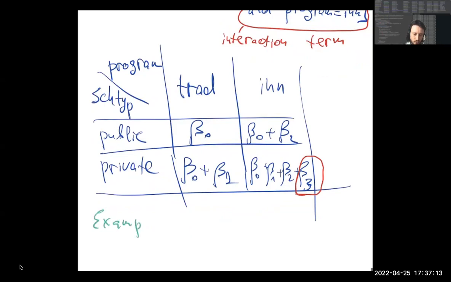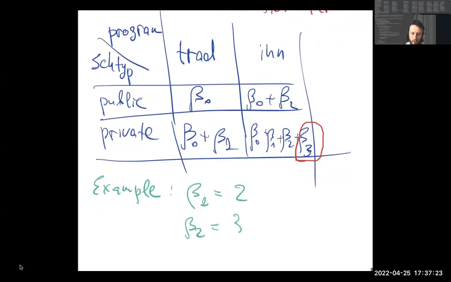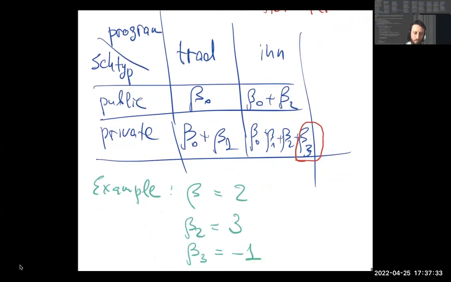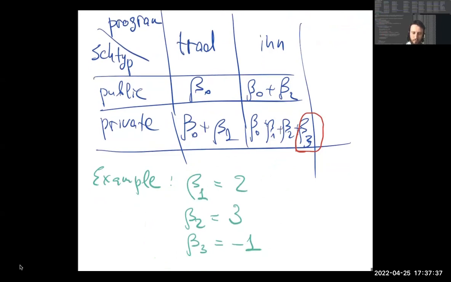Let us discuss how to interpret something like beta 1 = 2, beta 2 = 3, and beta 3 = negative 1. How would you interpret this combination of coefficients? So what does it mean that these two coefficients are positive, but this coefficient is negative? That innovative programs and private schools work well on their own, but together they give negative effects.